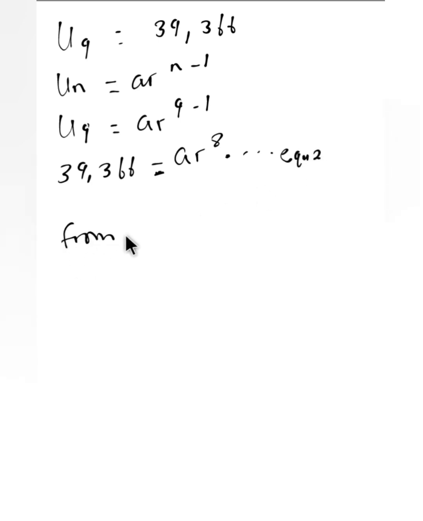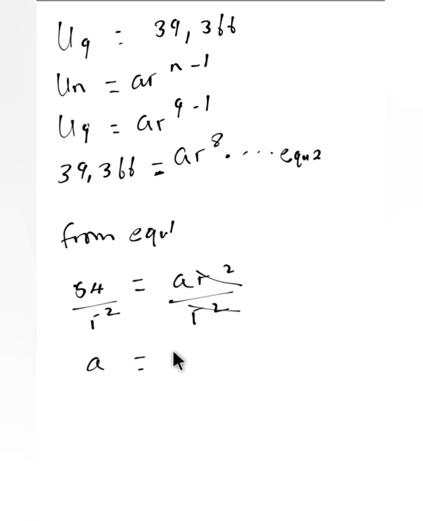From equation 1, 54 is equal to a r squared. We can make a the subject of the formula. If we do so, we divide both sides by r squared. Then r squared cancels r squared. A becomes 54 over r squared. That is equation 3.